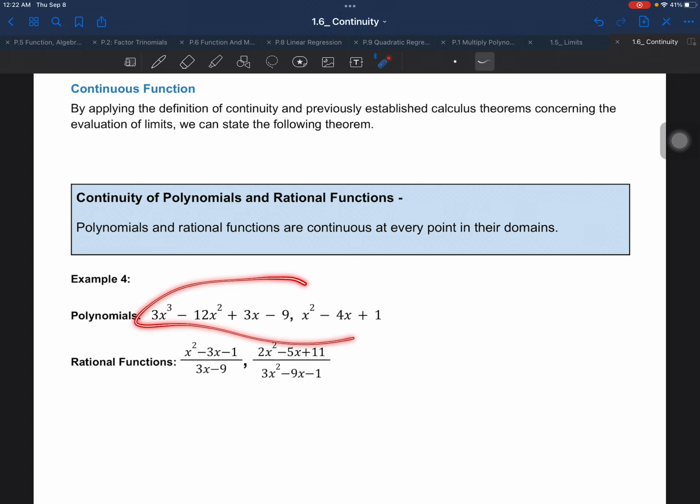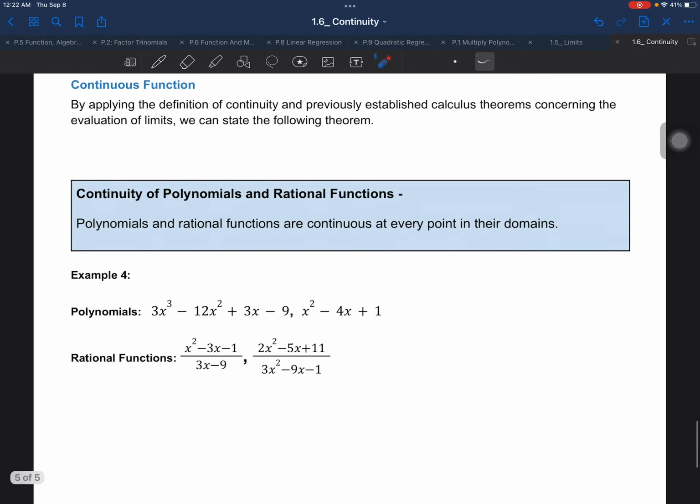A polynomial is anything of this form. If you notice, a polynomial is a combination. It's an algebraic expression where the power of the variable, here's your variable, here's the power, the variable and the power, variable and the power, happen to be positive integers. That means anything that you use for counting: 1, 2, 3, 4, 5.